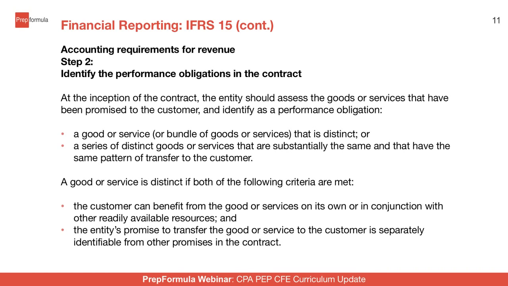Okay, a good or service is distinct if both of the following are met. Number 1, customer can benefit from the good or service on its own or in conjunction with other readily available resources. So what does readily available resources mean? Benefiting from a good makes a lot of sense, right? So I bought this machine for printing t-shirts, great, right? I can benefit from it.